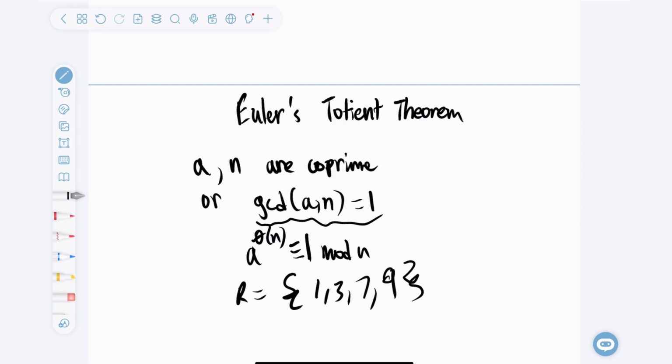An important fact is that if we take this set and multiply every element by a number a that's co-prime to n, where n equals 10 in this case, and then reduce each product modulo n, or mod 10, then we get a new set of numbers that's just a rearrangement or a permutation of our original set.